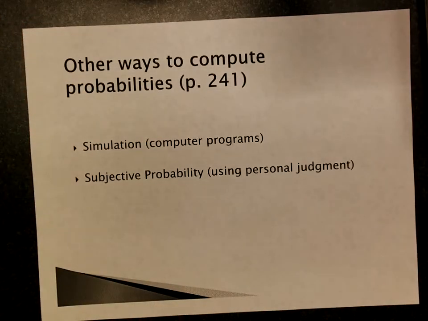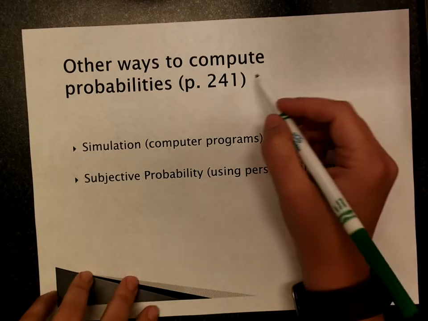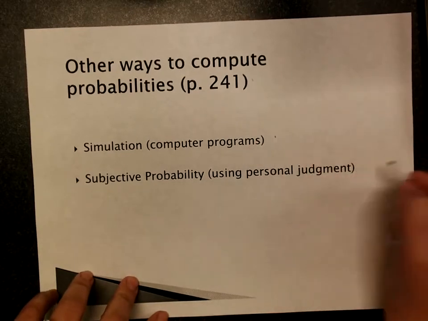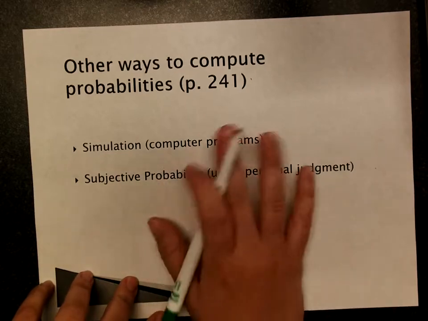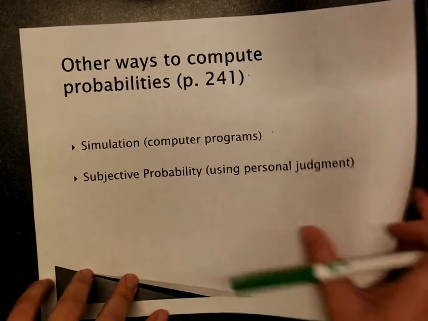There are other ways to compute probabilities. Page 241 mentions them: simulation and subjective probability. We're not going to really worry about those, but they are mentioned in your textbook.